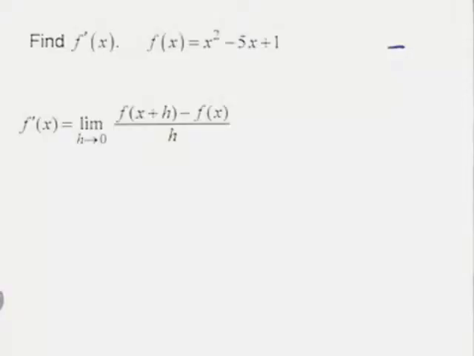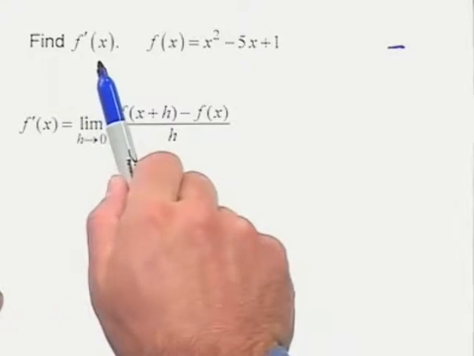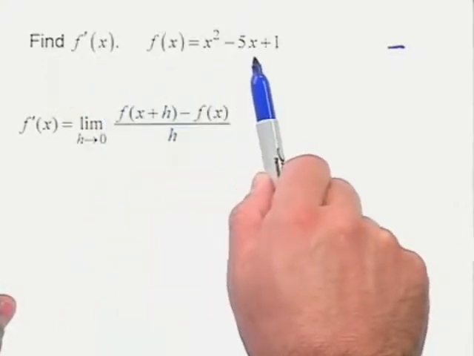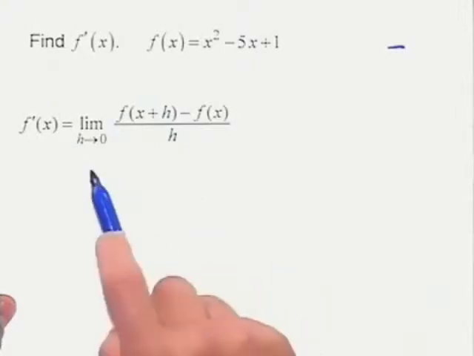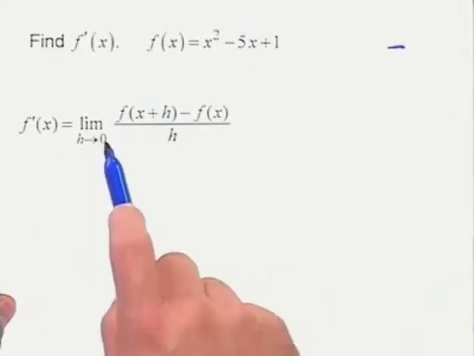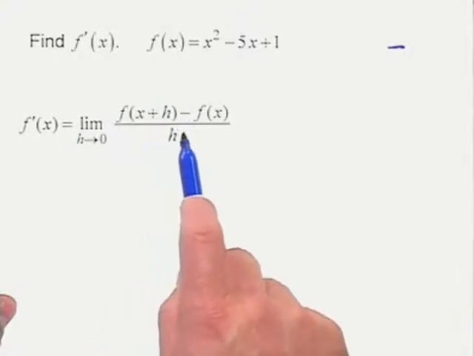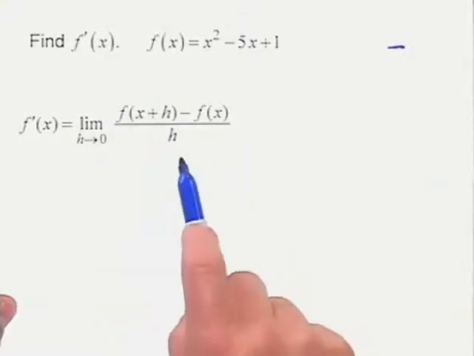Let's find the derivative of the following function. We want to find f prime of x, given the function f of x is equal to x squared minus 5x plus 1. And here's our definition. F prime of x is equal to the limit, as h approaches 0, of f of x plus h minus f of x all over h.